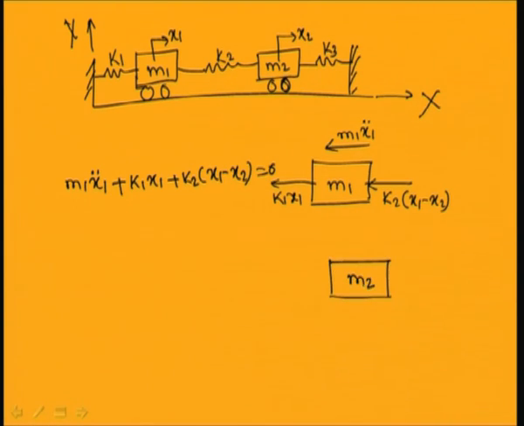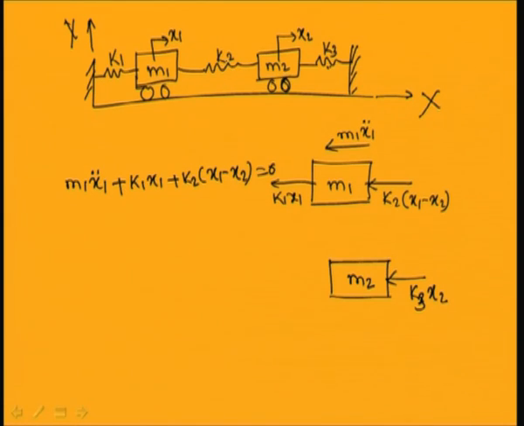So, for mass m2, what are the forces acting? Forces acting by spring k2 and spring k3. When this mass is moving towards the right, the spring k3 will be compressed, so it will exert a force on the mass in the opposite direction. That force is k3 x2.